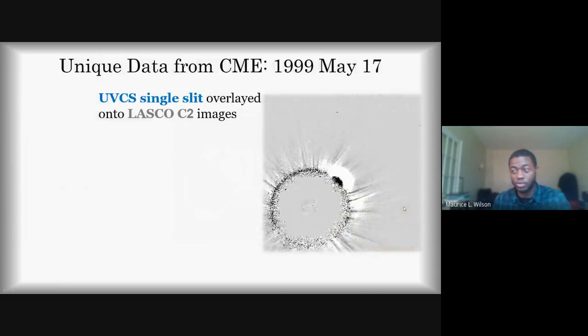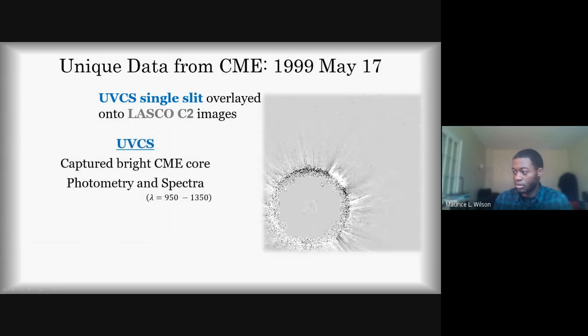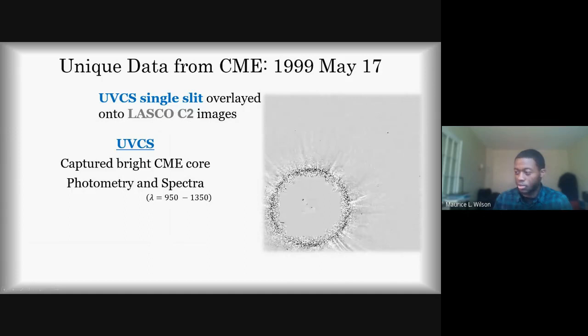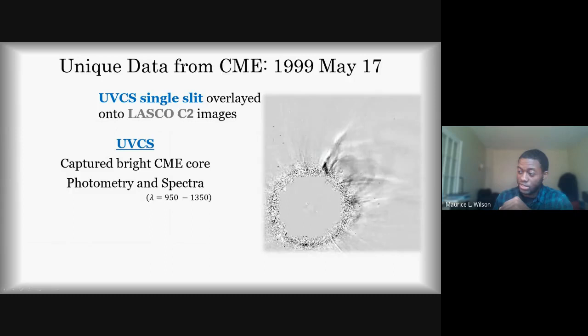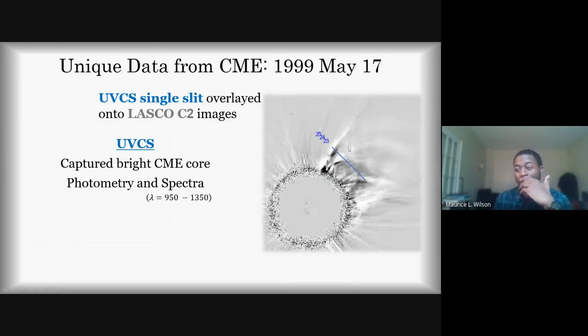Here's the CME erupting in the northwest limb. There's the leading edge of the CME. And I made these blue lines just to show you where the single slit aperture was positioned along the plane of sky at different times. As you can see, the UVCS slit captured the CME core. It didn't really capture the leading edge of the CME. So UVCS captured a bright CME core.